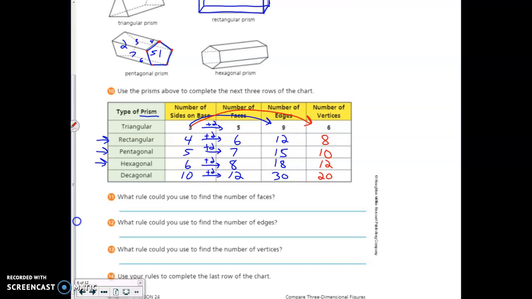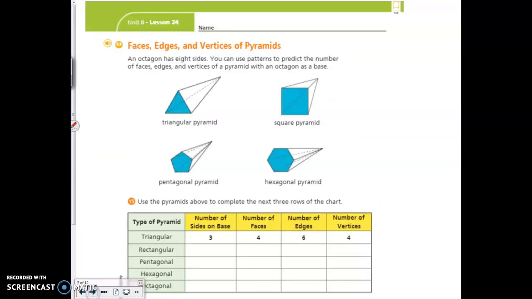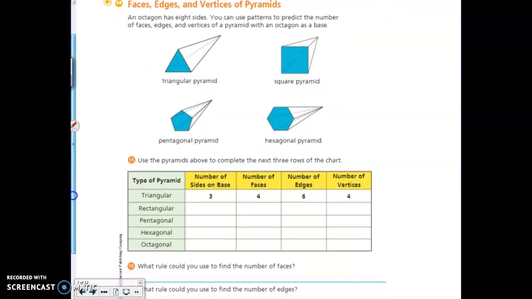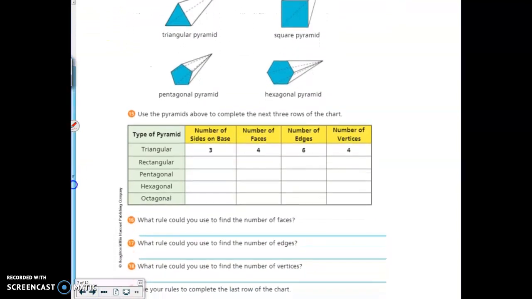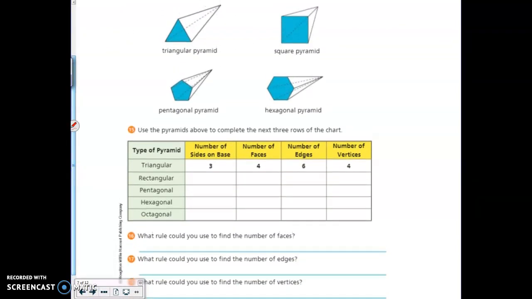All right. Now, obviously, it has to be a slightly different idea when we're dealing with pyramids. Okay? So here we are looking at a triangular pyramid, a square pyramid, a pentagonal pyramid, and a hexagonal pyramid. Okay, I'm going to do the first couple with you.